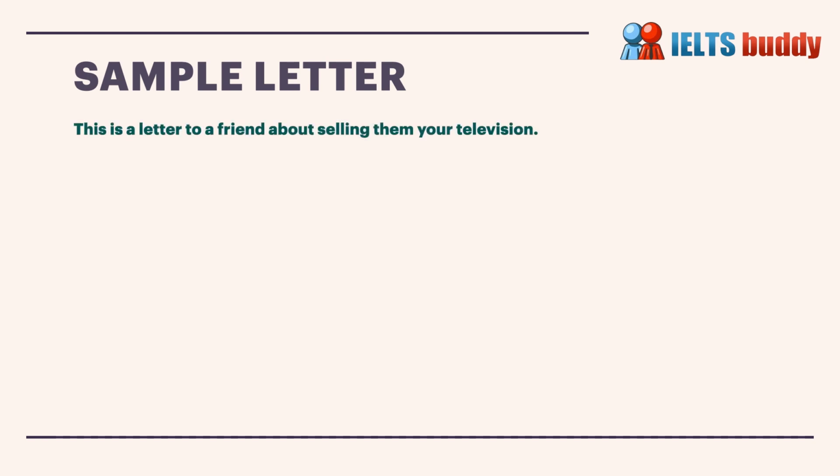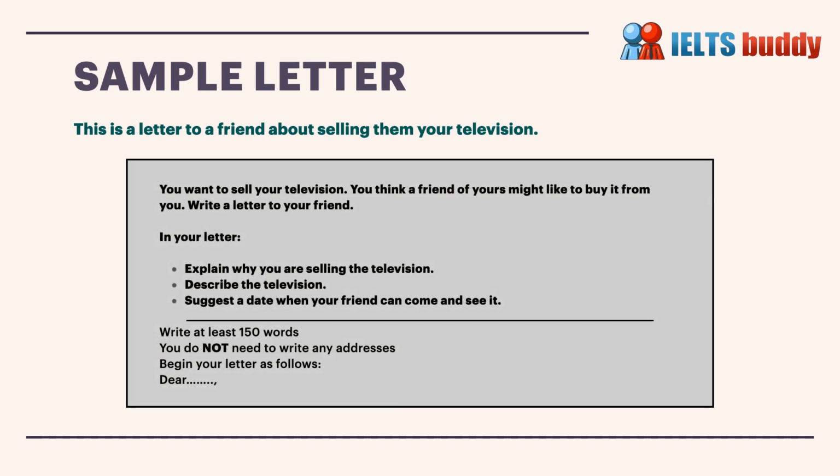So this is a letter to a friend about selling them your television. So you want to sell your television, you think a friend of yours might like to buy it from you. Write a letter to your friend. So in your letter you have to explain why you are selling the television, describe the television, and suggest a date when your friend can come and see it. So you must address those 3 points and write at least 150 words.